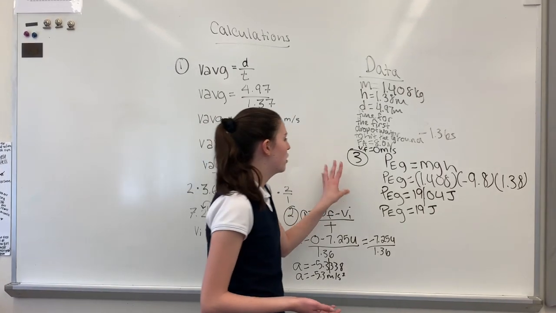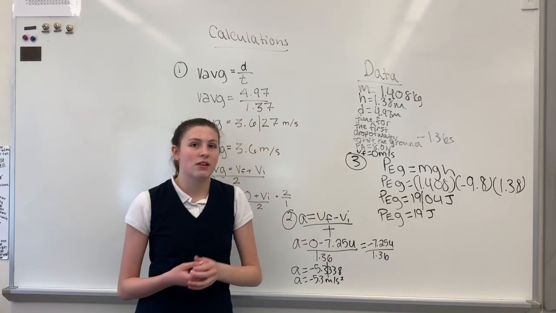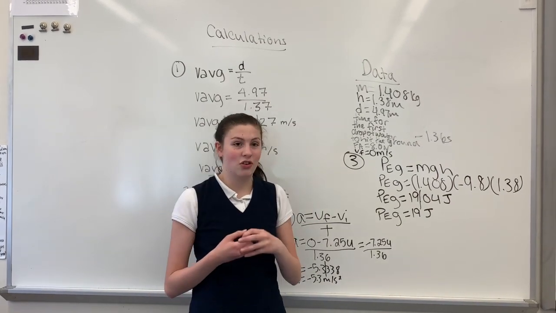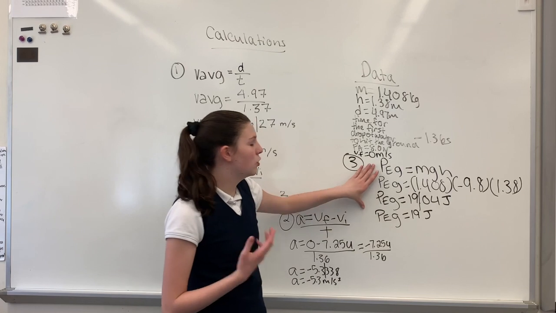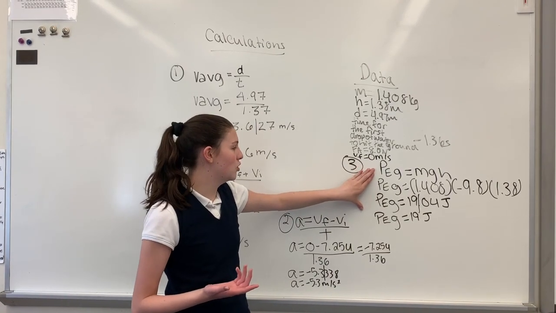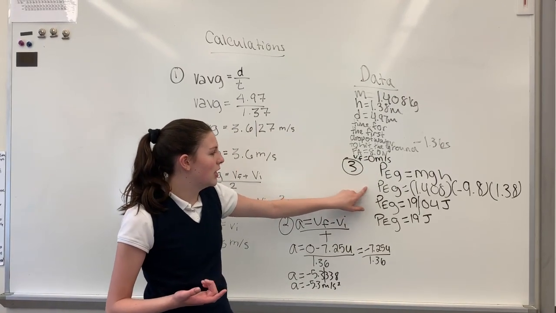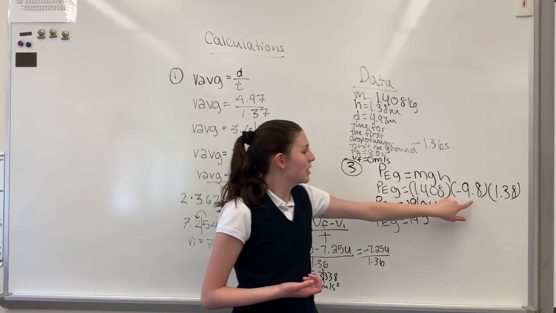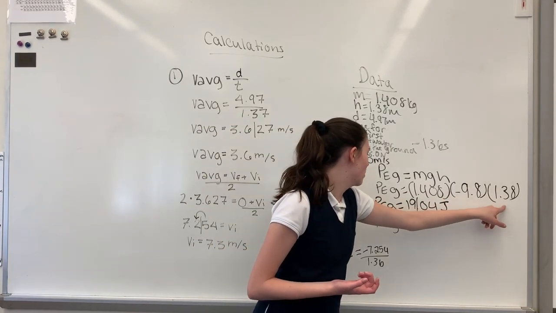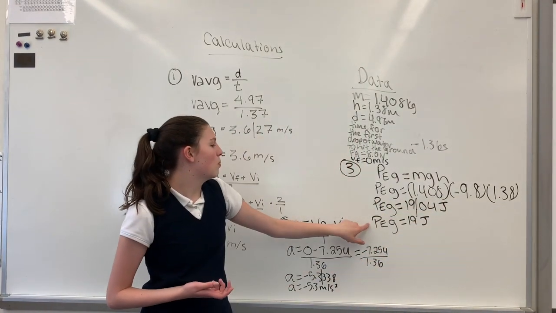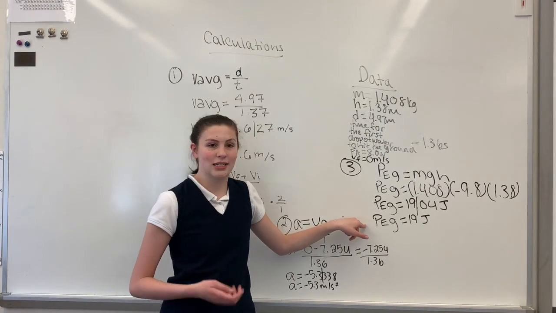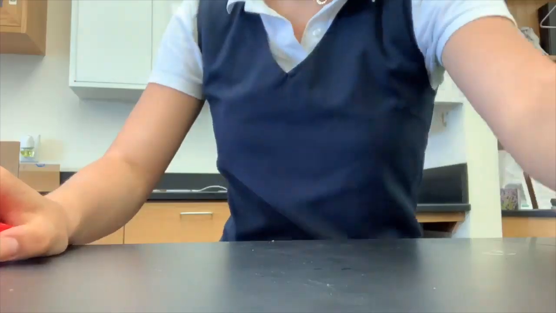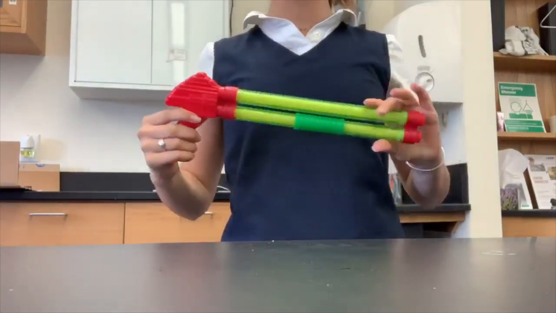Then if we go over here to part 3, we have enough information to find our potential energy. So you use the equation PE equals mgh, so PEG equals 1.408 times negative 9.8 times 1.38, and you get our potential gravitational energy is 19 joules.